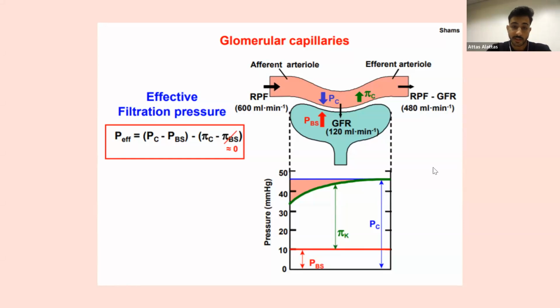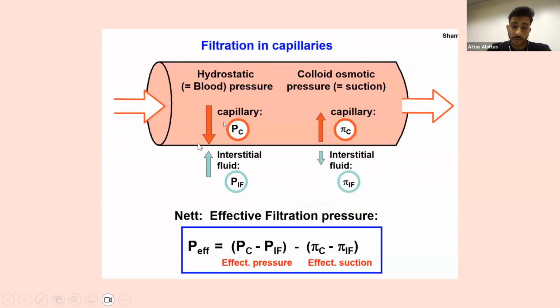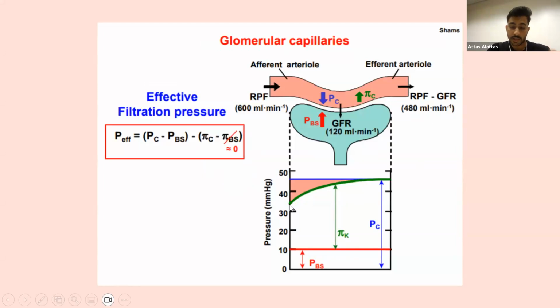Remember before when we said that if the hydrostatic pressure is greater than the colloid osmotic pressure, there will be filtration. But if the colloid osmotic pressure is more than the hydrostatic pressure, there will be reabsorption. Here, the oncotic pressure will increase until it becomes equal. So when they're equal, the filtration will stop. There will be no reabsorption. This is the reason why there's no reabsorption in glomerular capillaries. Is that understood? Because this part is a bit confusing.